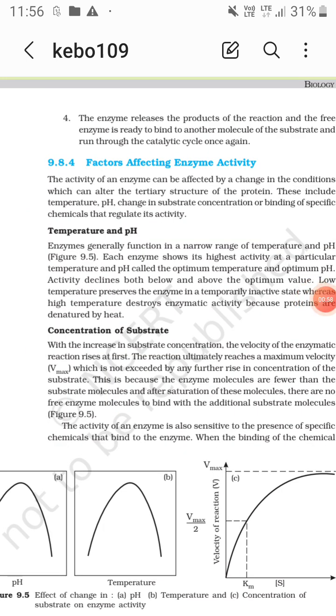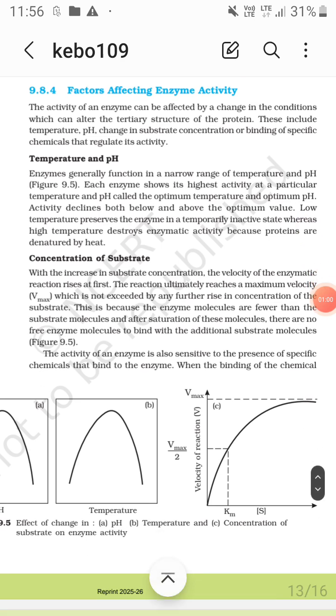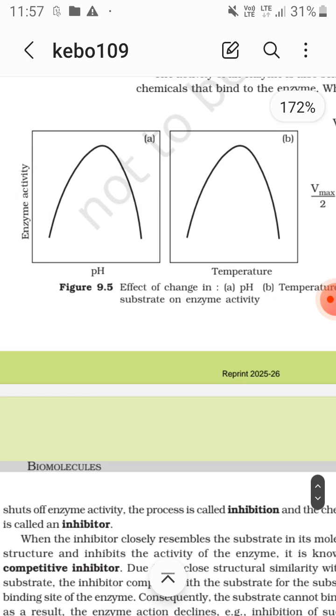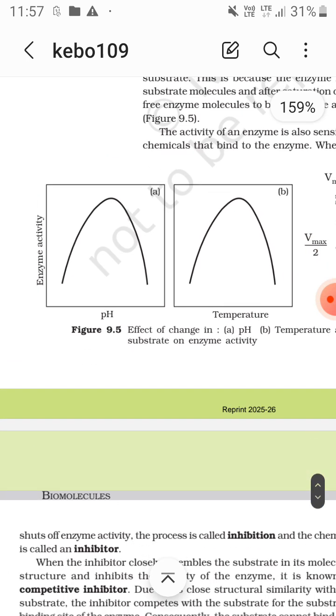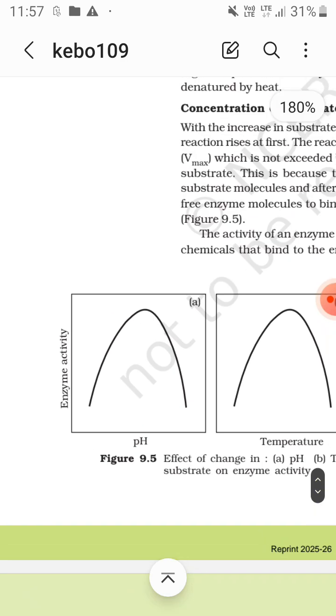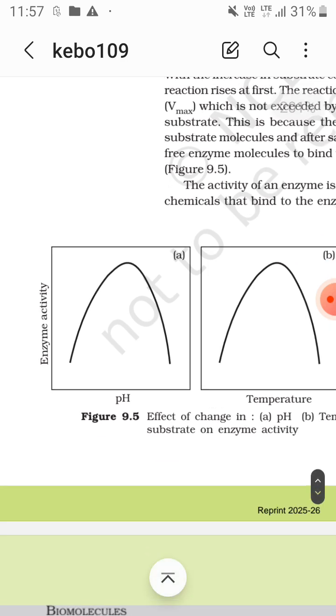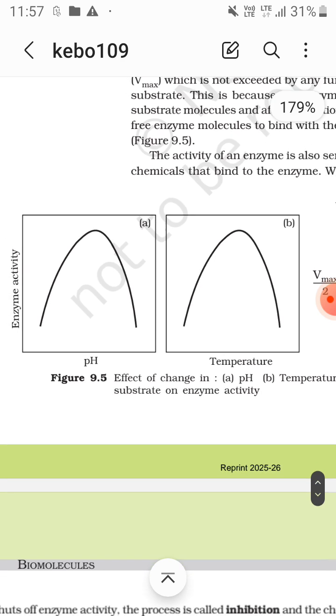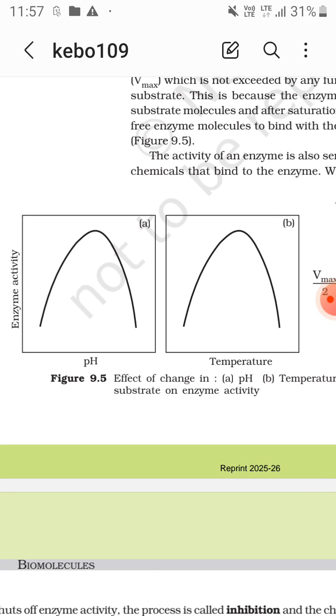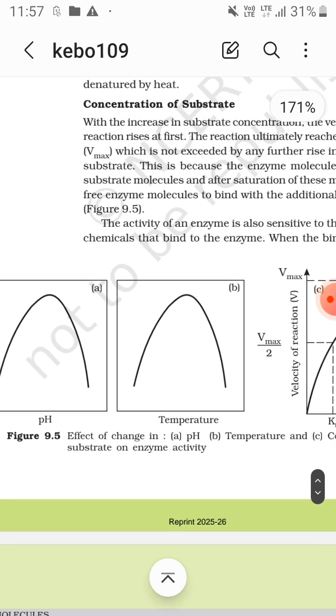Factors affecting enzyme activity include temperature and pH, whereas an enzyme shows its highest activity at a particular temperature and pH, the optimum temperature and optimum pH. See in the diagram slide the effect of change in pH and temperature. On the y-axis is the enzyme activity, on the x-axis is the pH or temperature. It represents the optimum temperature and pH that indicates the highest activity of the enzyme.